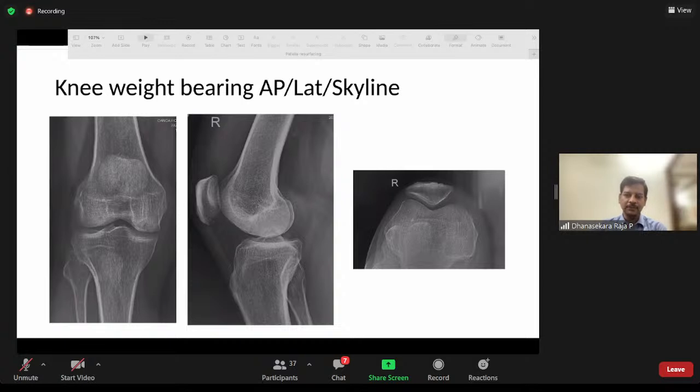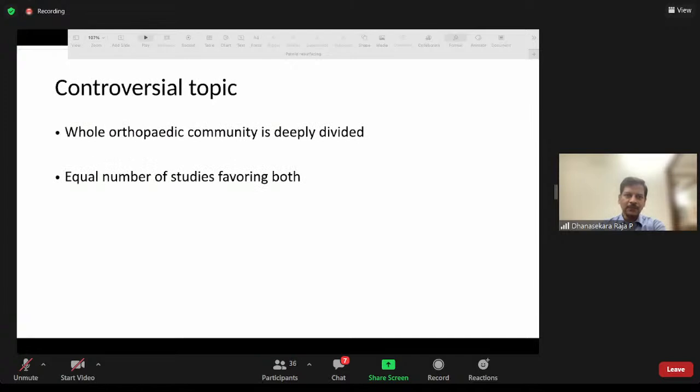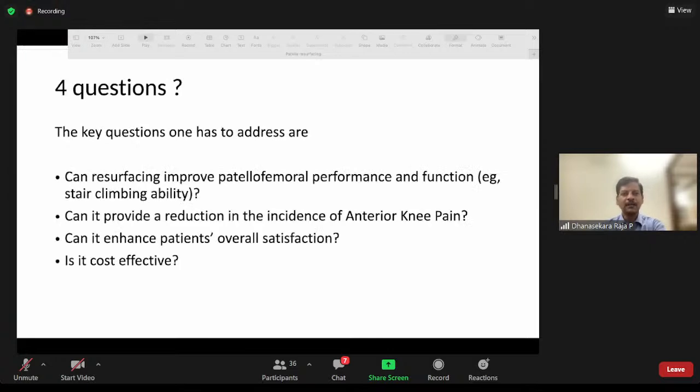Usually, we forget the patellofemoral joint many a times, and many of the patients come without a skyline view. So the controversy behind the patellar resurfacing, the whole orthopedic community is deeply divided, and there are an equal number of studies favoring both techniques, resurfacing and non-resurfacing.